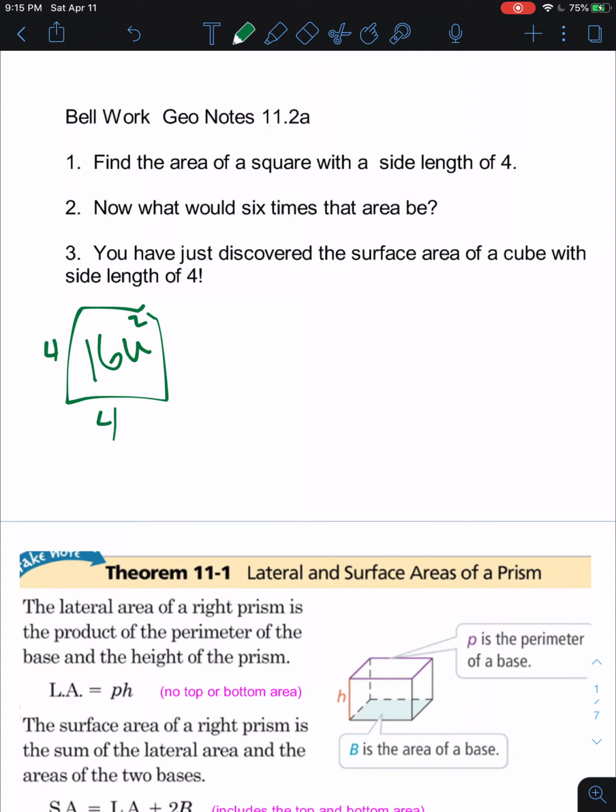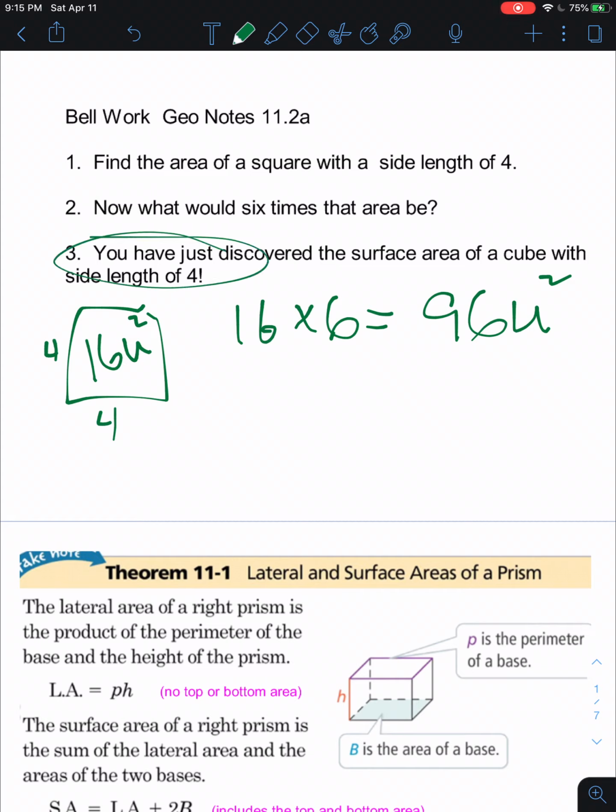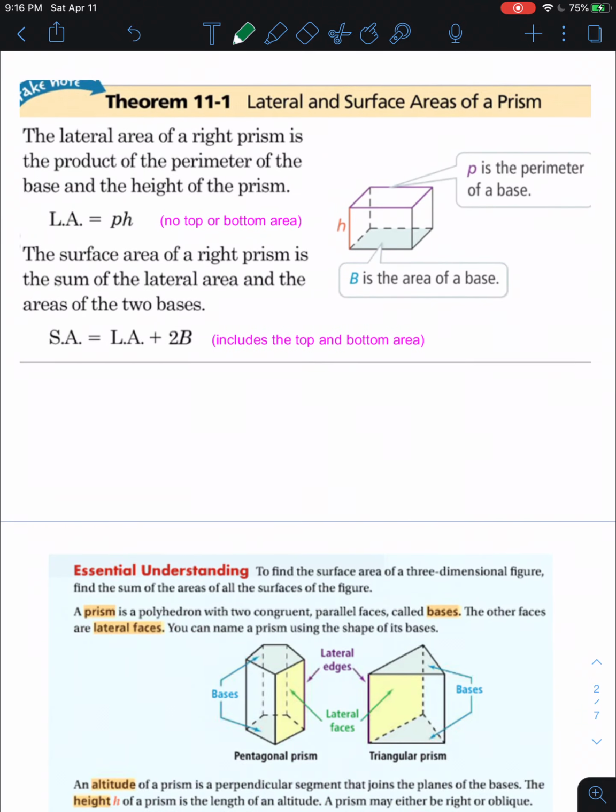Now, what would 6 times that area be? Well, if you took 16 and multiplied it by 6, you would get 96. And it would be 96 square units as well. And what you've just done is you've discovered the surface area of a cube with a side length of 4 is 96 square units. That's the kind of thing that we're going to be working with in this particular section.